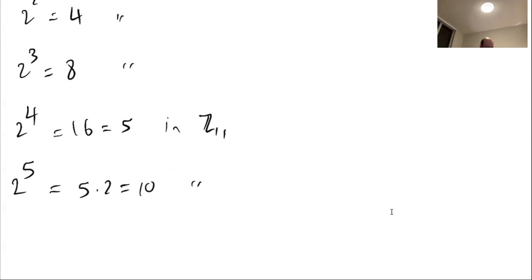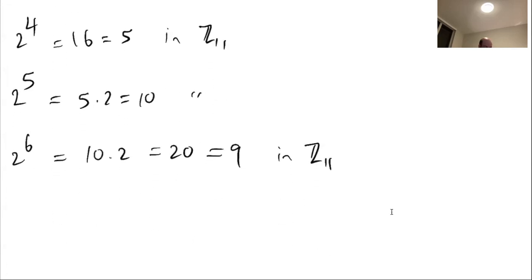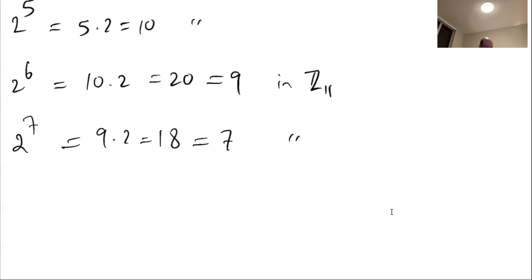2 to the power 6 is 2 to the power 5 times 2. 2 to the power 5 is the same as 10. So 10 times 2 is the same as 20. And 20 is the same as 9 in Z11. 2 to the power 7 is 2 to the power 6 times 2. So that's 9 times 2, which is 18. And 18 is the same as 7 in Z11.